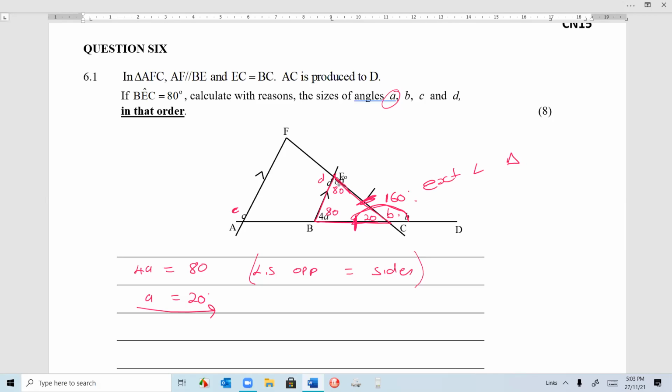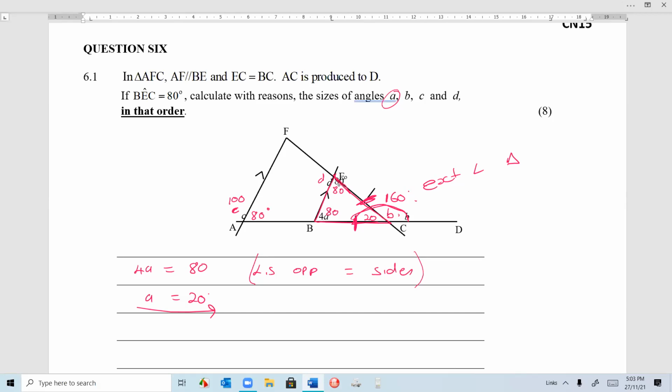Now we're going on to the next question. They want us to find C. Can someone give me an answer for C? C's 100. How did you get 100? So I said co-interior angles, and then angles on a straight line. Co-interior angles? You should have said corresponding angles. The inside angle is 80. Corresponding, am I right? Yes, sir. My bad. And then we go 180 minus 80 is 100.